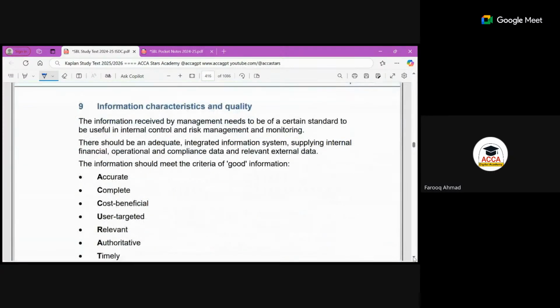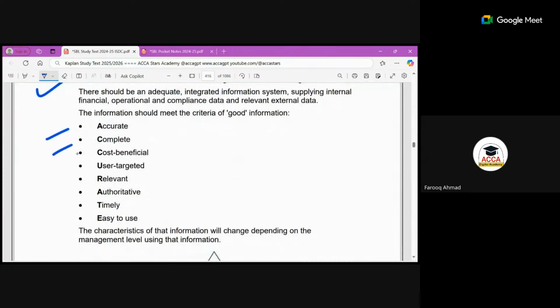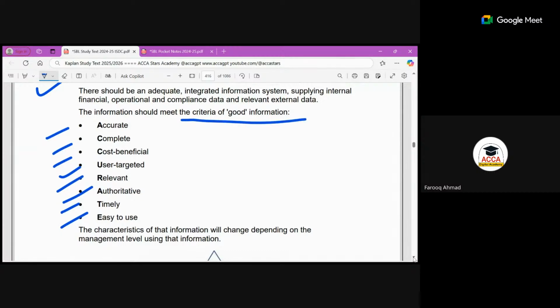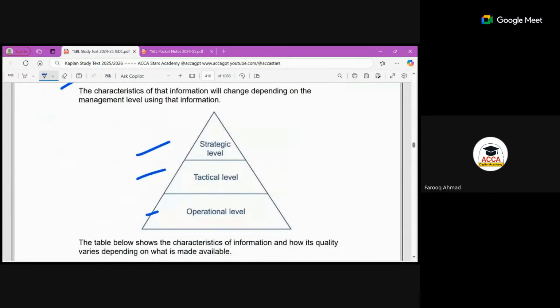Information characteristics and quality. The information should be accurate, complete, cost beneficial, user targeted, relevant, authoritative, timely, and easy to use. The information should meet the criteria of good information. Then again, strategic, tactical, and operational level.